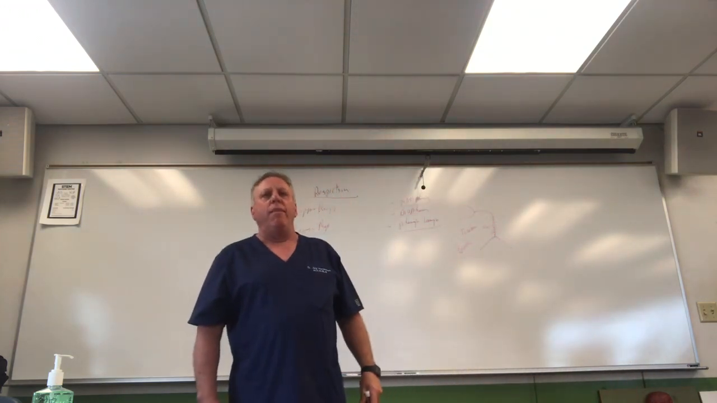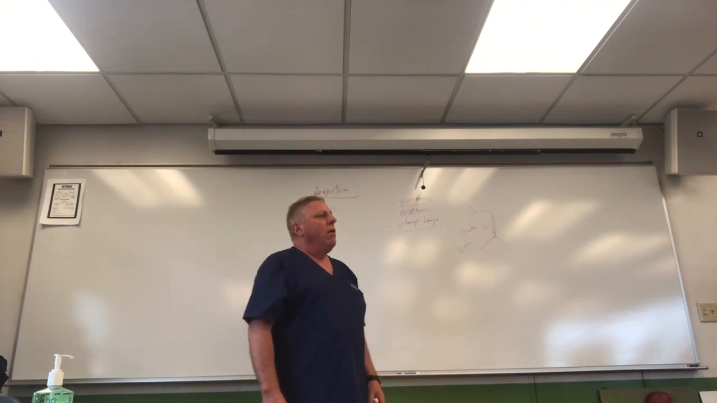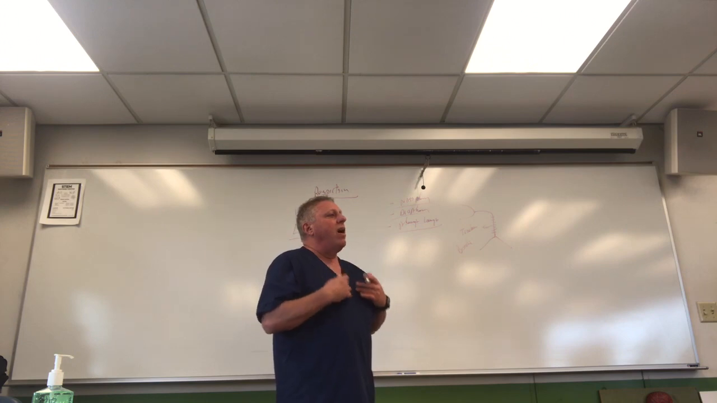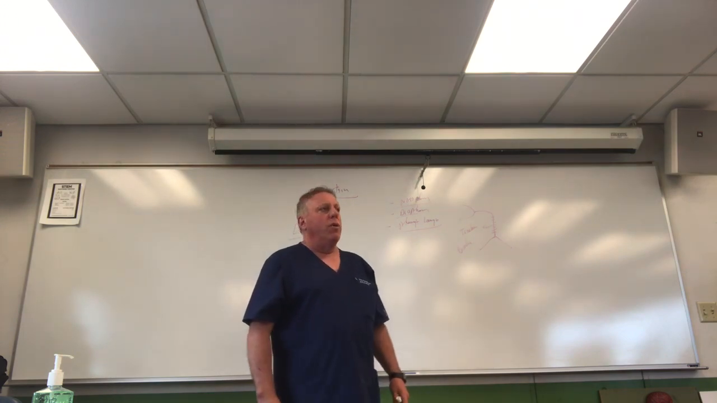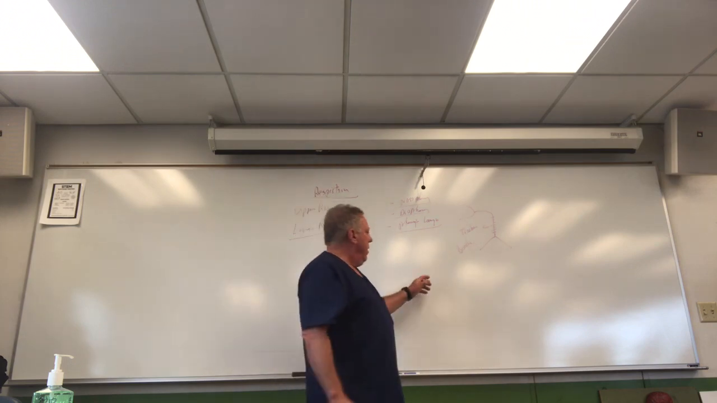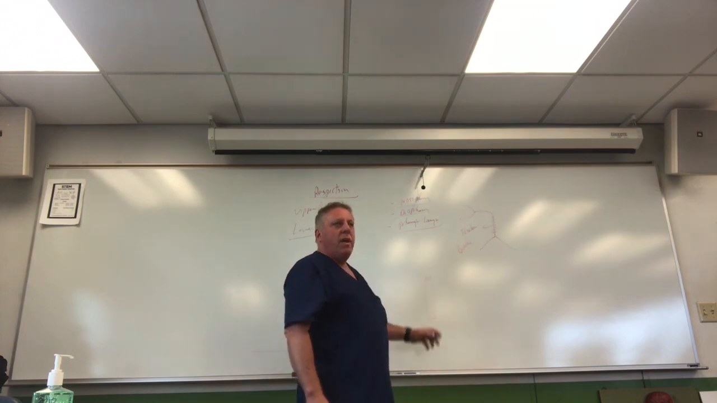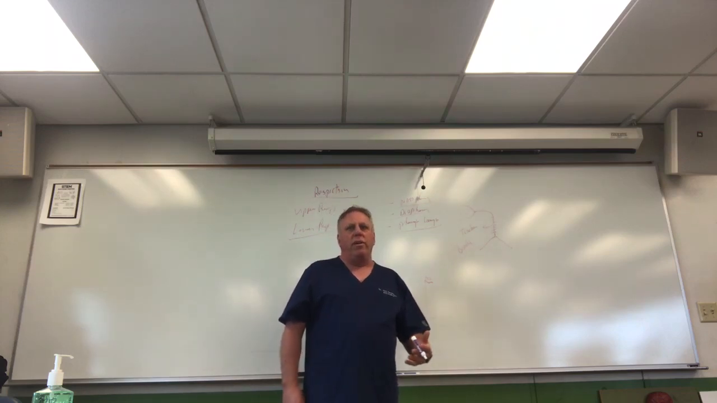The cell type that is in the lungs and in the bronchi are called columnar epithelium. They're columnar epithelium because not only do they have the cell of the columnar, they also have little hair-like structures on top, and they also secrete mucus. So this is a columnar epithelium, okay?